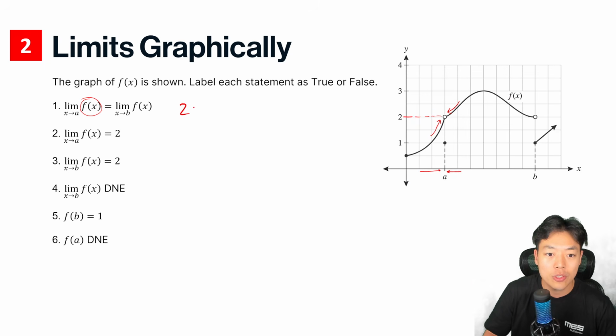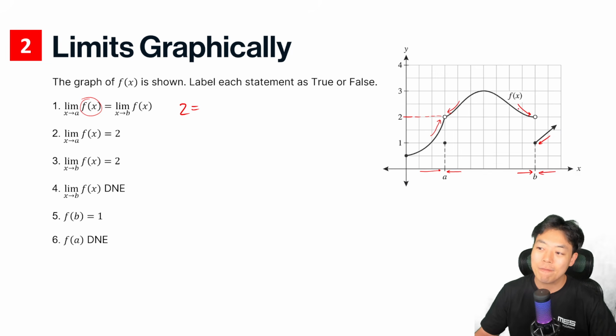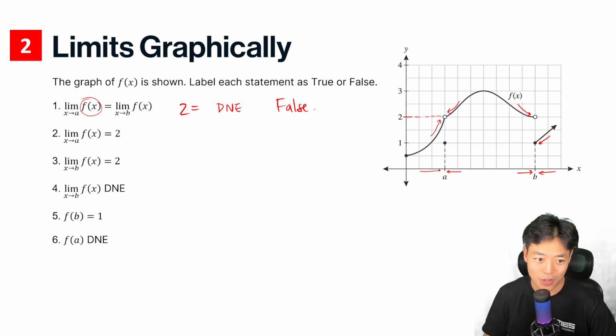So this is saying 2 is equal to, well, let's take a look at b. As x gets closer and closer to b from either side, what is our function approaching? Oh, from the left and from the right, we are not approaching the same value. So the limit of f of x as x approaches b actually does not exist. So this first statement is false. We know this is true. We just solved it. This is false because we just solved that it does not exist.